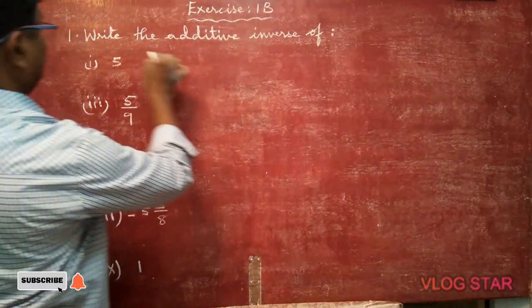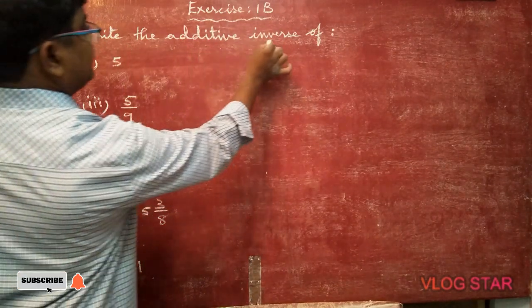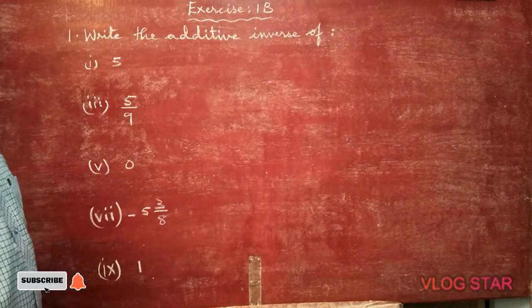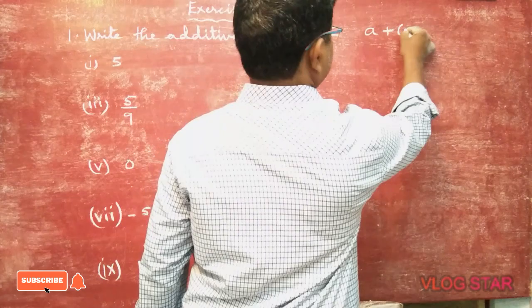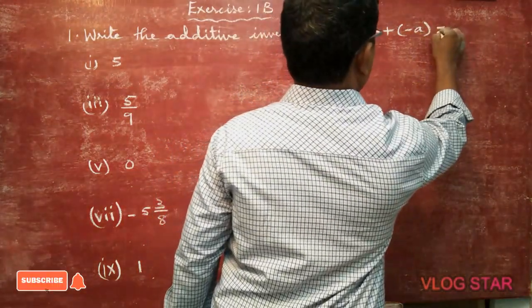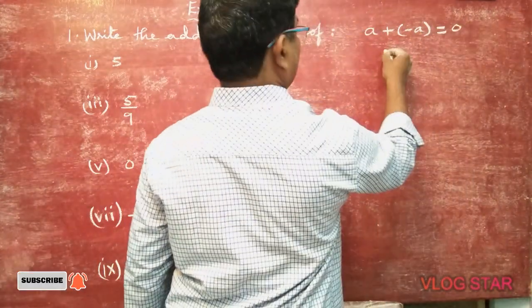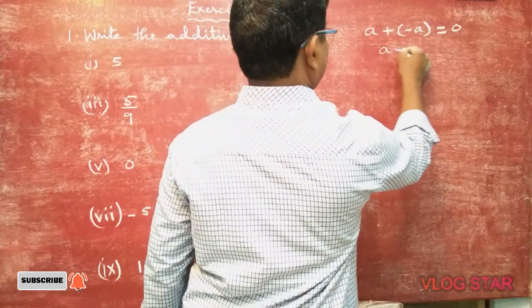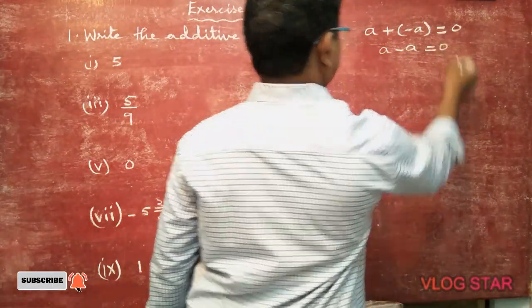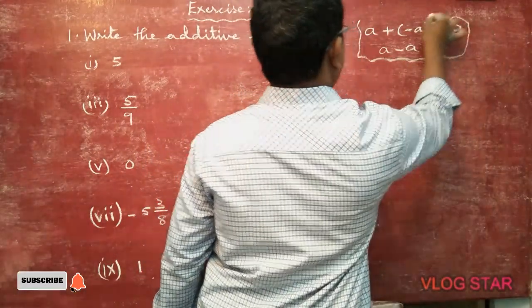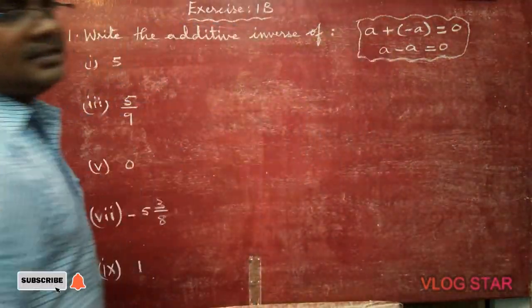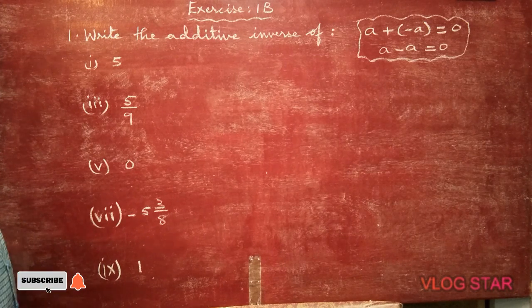Exercise 1B. Write the additive inverse of the following. We have learned in general: for A, the additive inverse is minus A. When we add, 0 should come. How? A plus minus A is equal to 0. This is our concept of additive inverse. Are you able to follow? So this is the property we have learned.